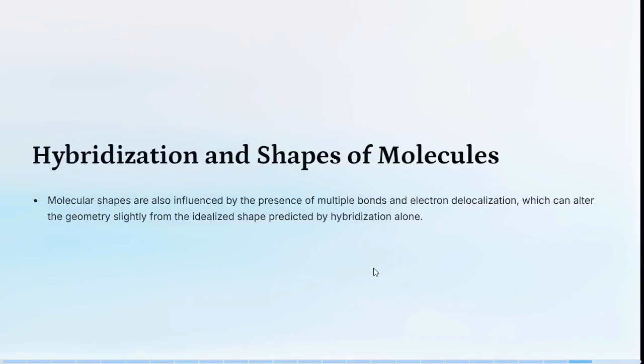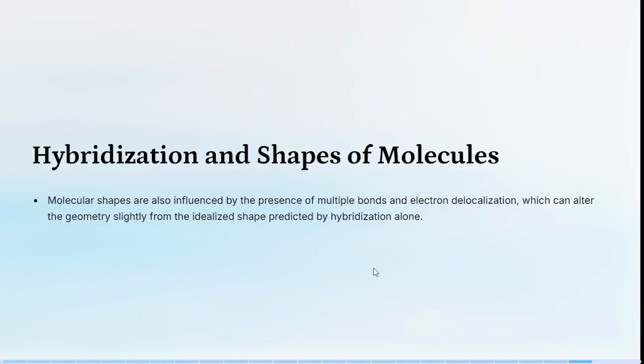Now, molecular shapes are also influenced by the presence of multiple bonds and also electron delocalization. The presence of multiple bonds also influences the shape of molecules, and they can alter the geometry slightly from the idealized shape predicted by hybridization alone. So when we have delocalized electrons or multiple bonds, they can also affect the shape of a molecule.